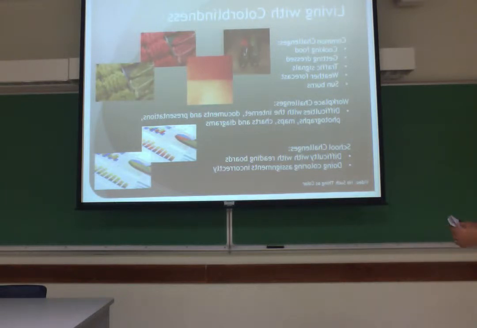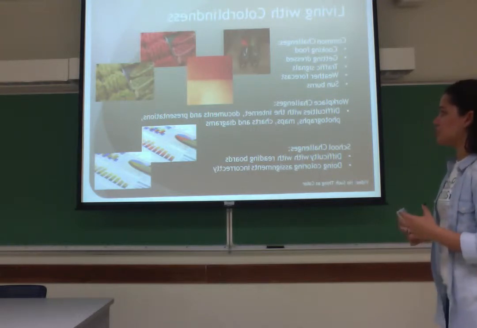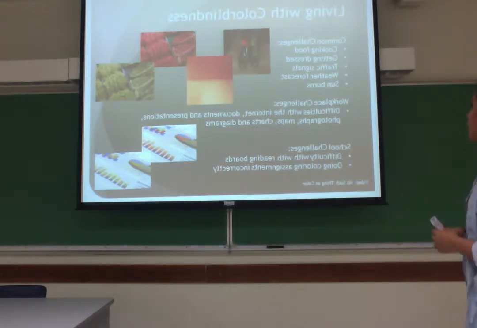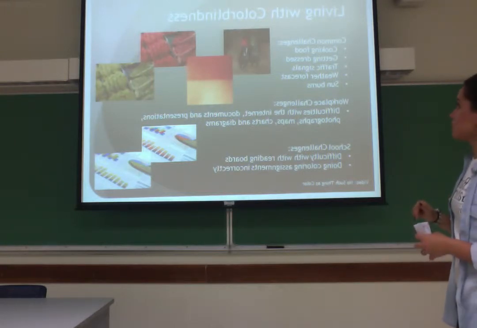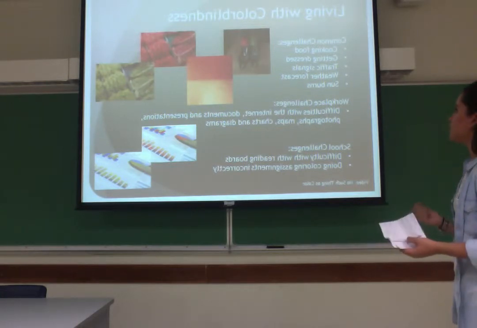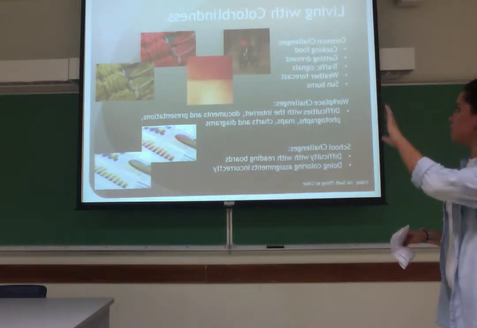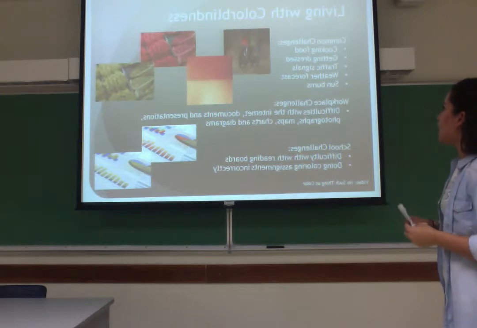And here we go into living with colorblindness. What we noticed from our survey is that most people that are colorblind just tend to adapt to it. They learn to memorize things. What we have here is based on our survey and also research that we did. The common challenges they face every day are cooking food and getting dressed, where they mix up colors. With traffic signals, they tend to memorize where the green and red lights are.